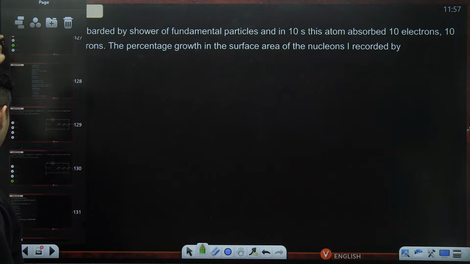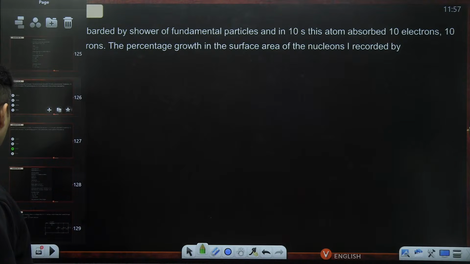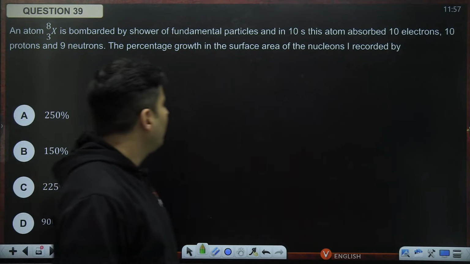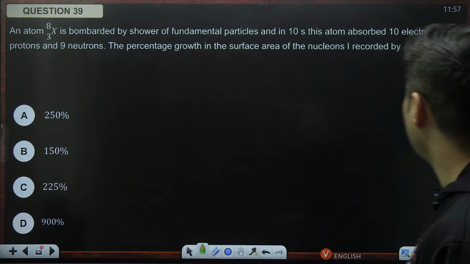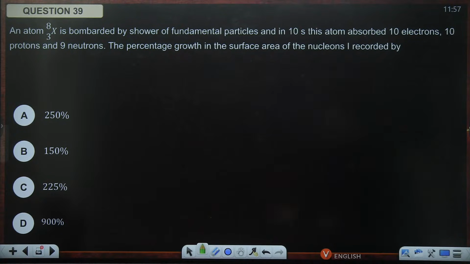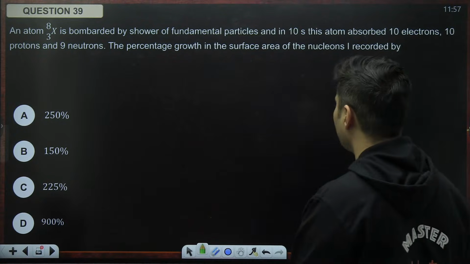Question number 39. Last few questions are remaining, I think. Okay. An atom is bombarded with multiple particles, 10 electrons, 10 protons and neutrons, percentage growth in the surface area.